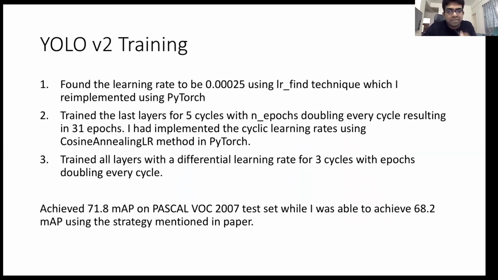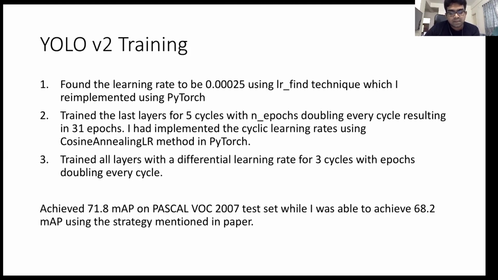So what differential learning rate says is that the pre-trained weights you used are very good, but you have to retrain them with a very small learning rate for, let's say, 2 or 3 cycles, which will help you improve your accuracies. That's what differential learning rate does, and I've done that, and I was able to get a mean average precision, MAP, of 71.8 on the Pascal VOC 2007.